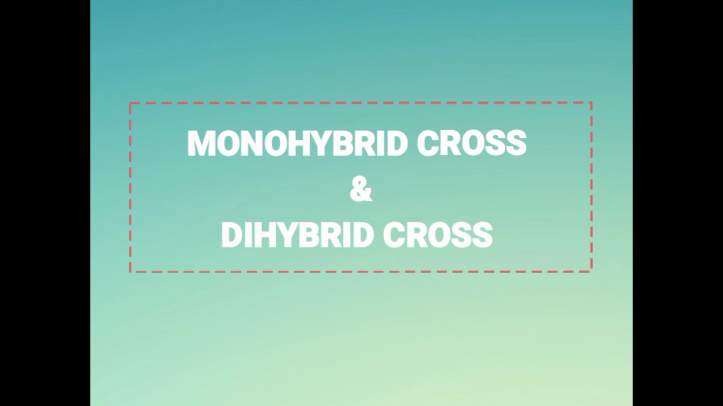Now this monohybrid cross and dihybrid cross are mainly done to see what can be the characteristics of other plants if two or more plants are being crossed. Now the question comes, crossing, we have heard it is a common word, the combination of two or more characteristics. But what is this monohybrid cross and dihybrid cross? We are going to see it.